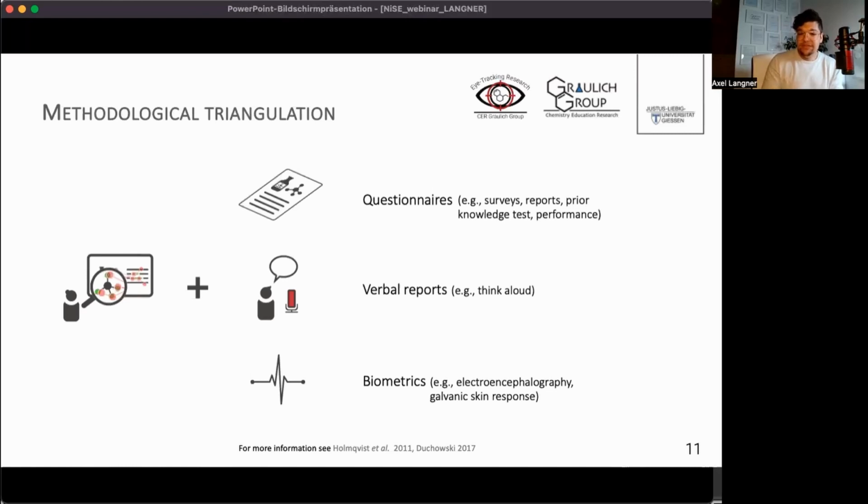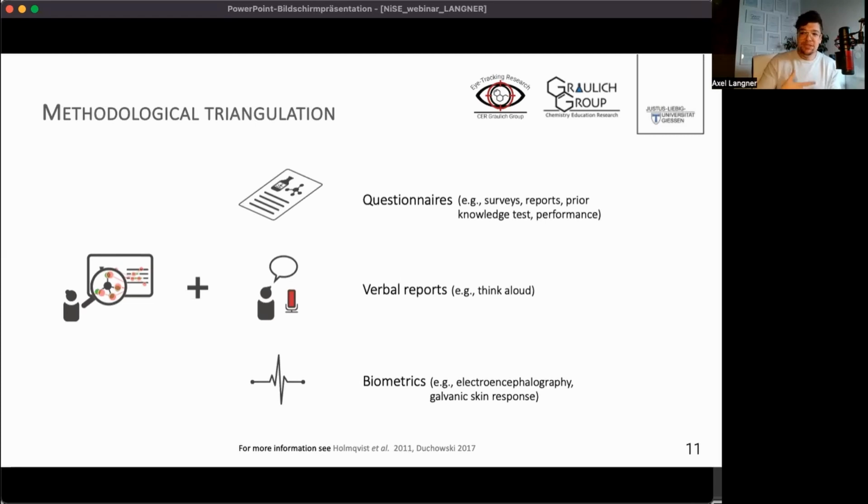And therefore, you can use, for example, questionnaires like performance tests, or you're using verbal reports, which are pretty straightforward, just asking the participant what they thought in a retrospective think aloud. So you just ask them what they did and what they thought, and they just describe it. And also biometrics could be used, for example, galvanic skin response sensors and stuff like this.